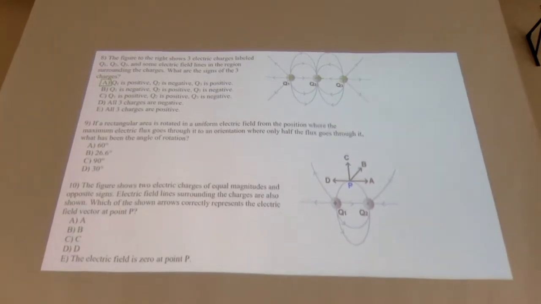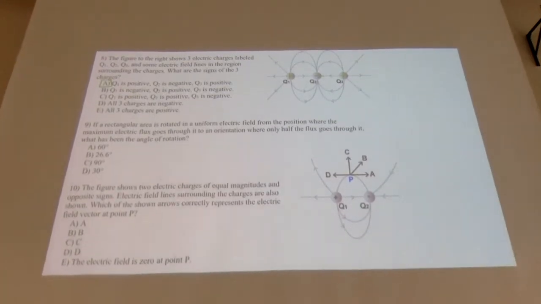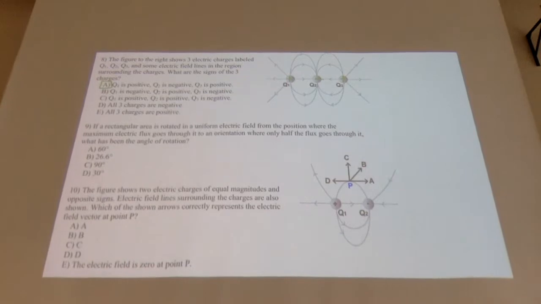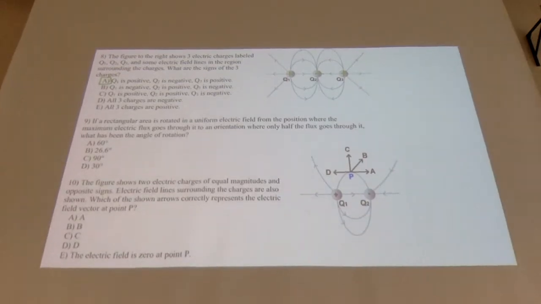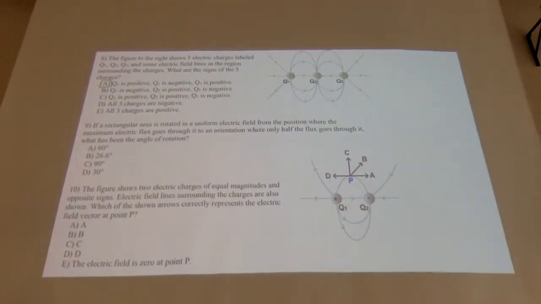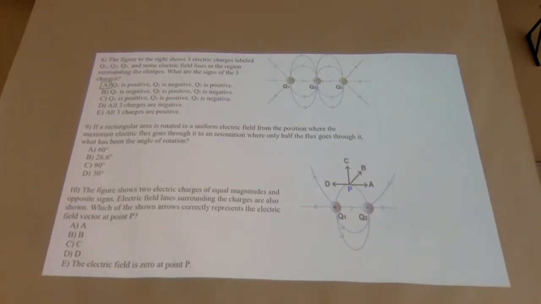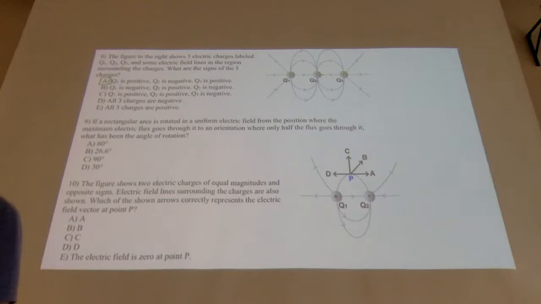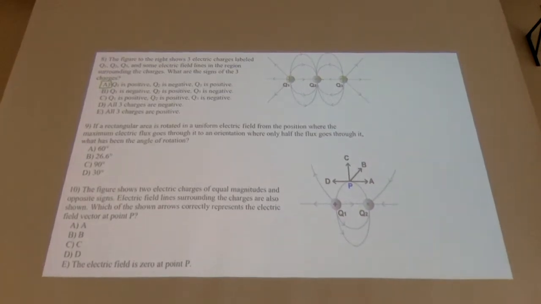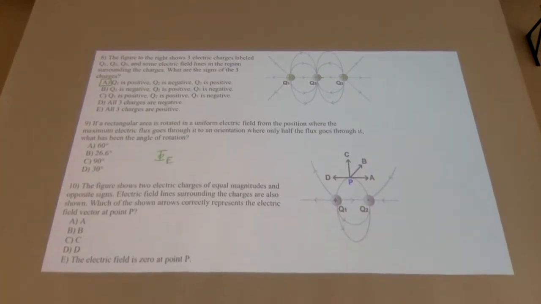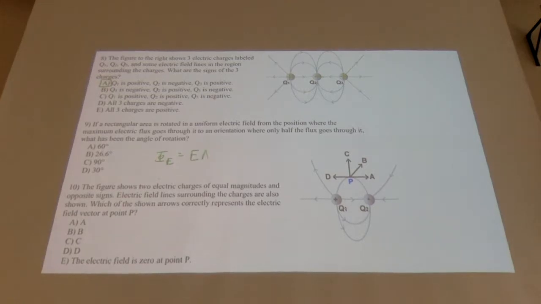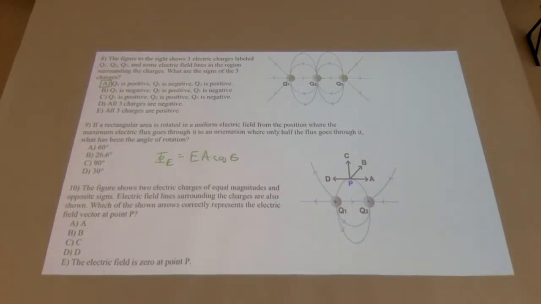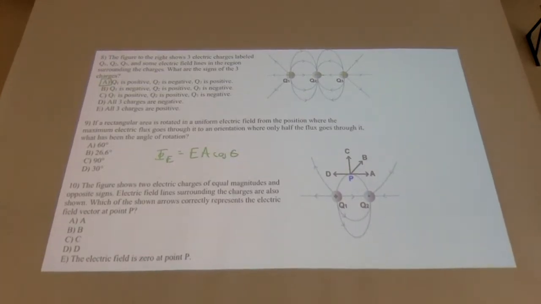All right. A rectangular area is rotated in a uniform electric field from the position where the maximum electric flux goes through it to a new place where only half of the flux goes through it. What is the angle? Let's write our equation for electric flux: EA cosine theta.